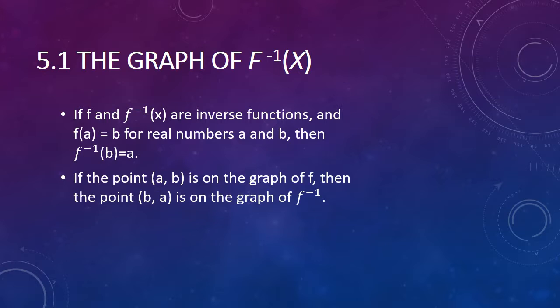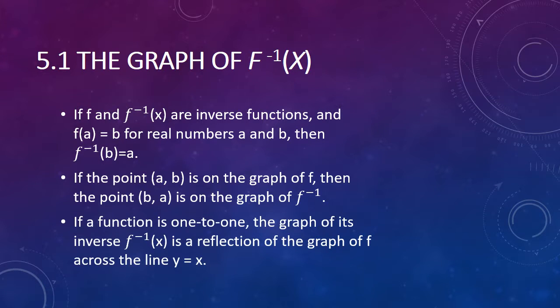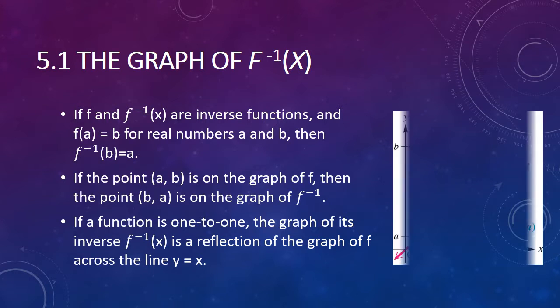In other words, if the point (a, b) is on the graph of the function, then the point (b, a) is on the graph of the inverse. If (2, 3) is a point on the original function graph, then (3, 2) is going to be a point on the inverse. If a function is one-to-one, the graph of its inverse is a reflection of the graph of f across the line y equals x.